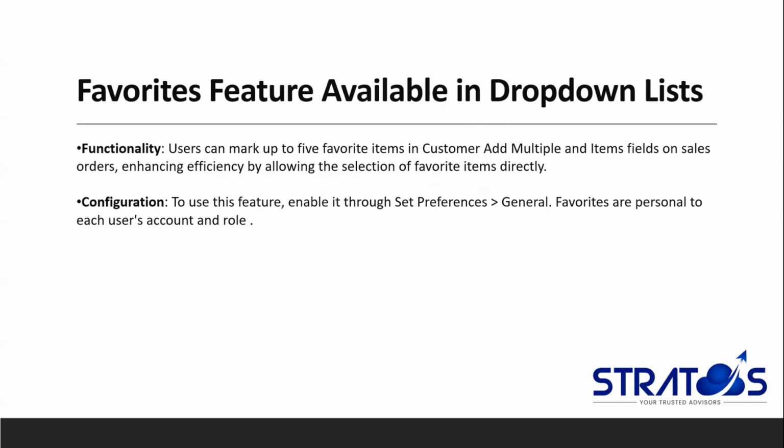The next one is that the favorites feature is available in drop-down lists. Users can mark up to 5 favorite items in customer and add multiple items fields on sales orders, enhancing efficiency by allowing the selection of favorite items directly. I have a screenshot of this in a second. To use this feature, you enable it through Set Preferences, General. The favorites are personal to each user's account and role. So if you want to turn this on, you'll go to your general preferences and enable it.